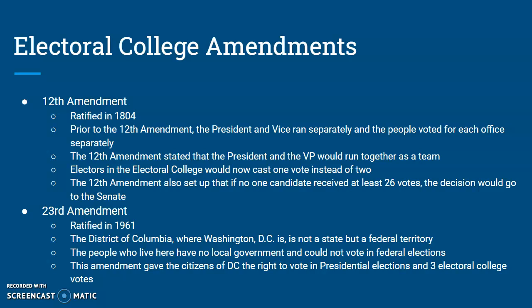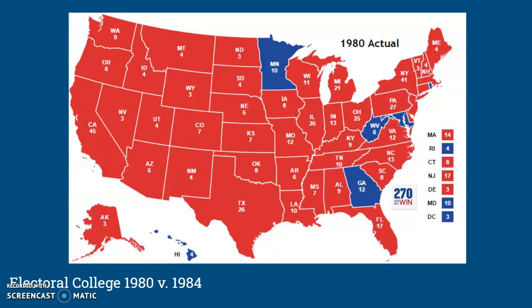So this amendment gave the citizens of D.C. the right to vote in presidential elections and 3 electoral college votes. So now the people living in Washington, D.C., even though they're not living in a state, can vote in presidential elections, and they have representation in the Electoral College.